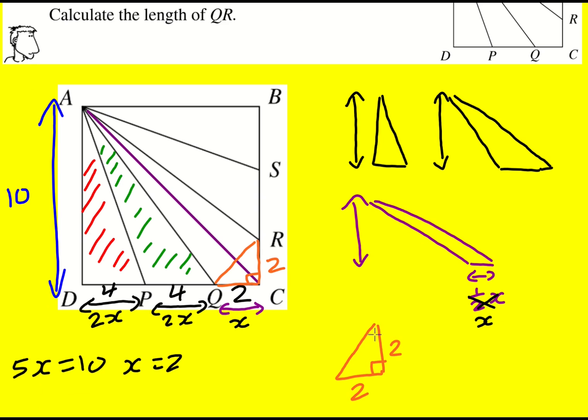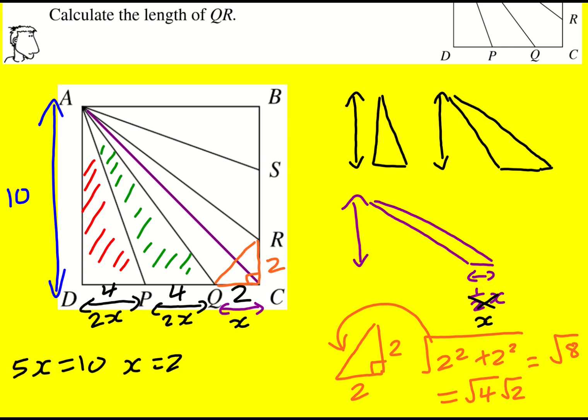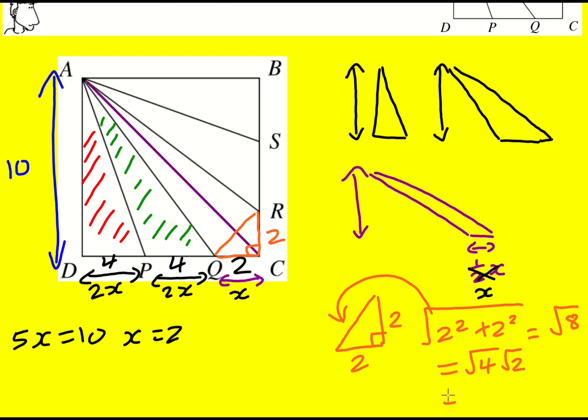2, 2, right angle. This side is going to be 2 squared plus 2 squared, square rooted, which is the square root of 8. You can additionally simplify that because the square root of 8 is actually the square root of 4 times the square root of 2. So my final answer would be to write it as 2 root 2.